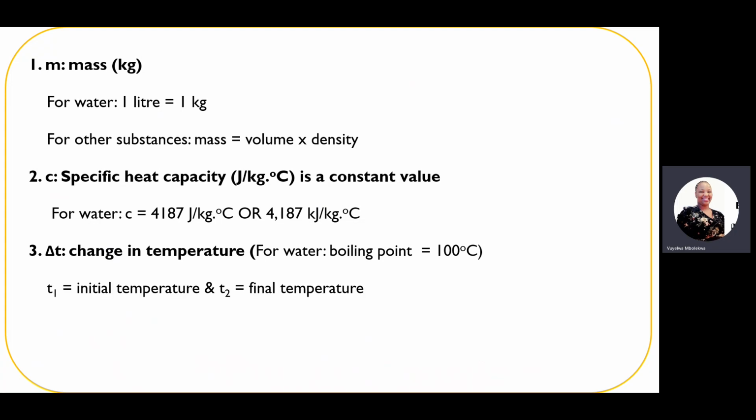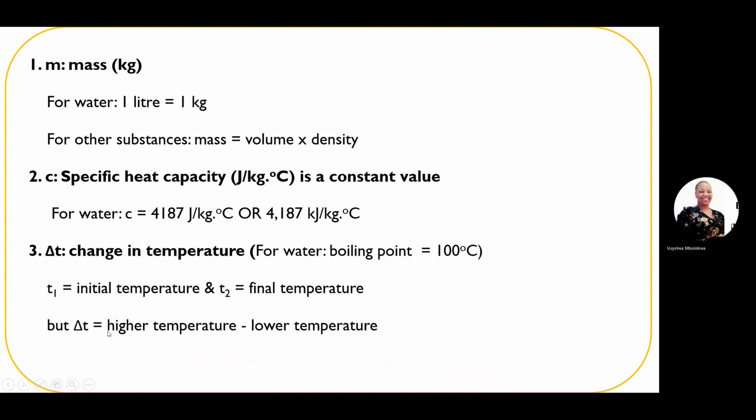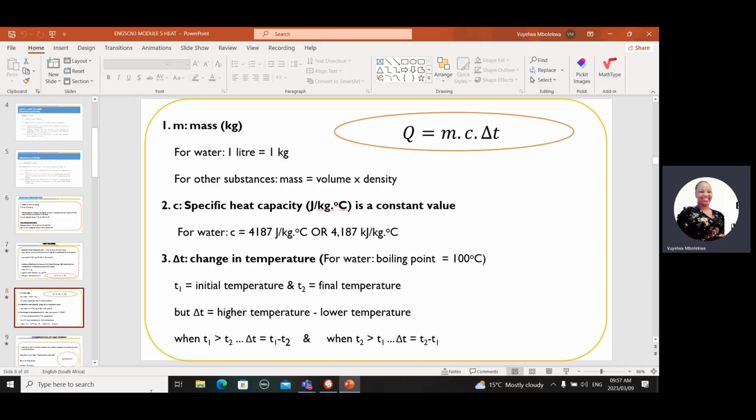Then the change in temperature, just remember if water boils, we assume that it boils at 100 degrees Celsius. So for my calculations, I just name T1 as the initial temperature and T2 as the final temperature. So your change in temperature. So remember, we're looking at this formula. Q is mc delta T.